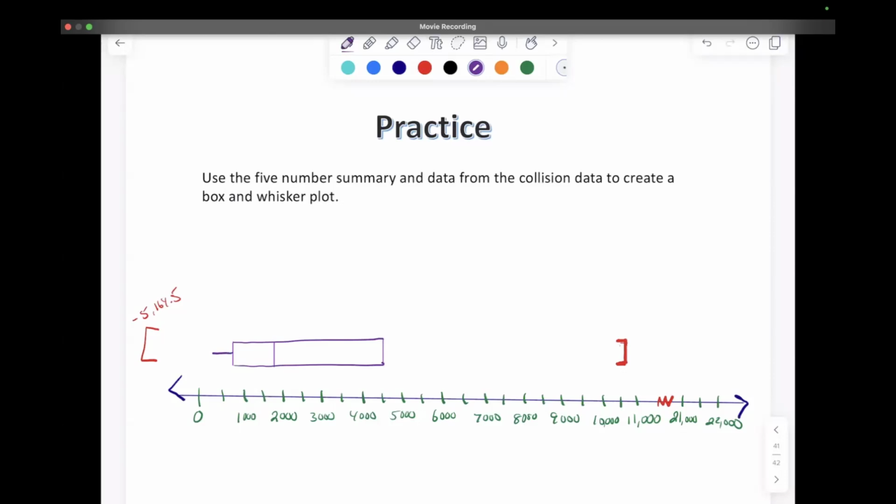My highest data value inside the fence is 10,034. So my highest data value inside the fence is not going to touch the fence. It's just over 10,000. Probably too far, but that's okay. Oh, that was ugly. I'm going to redo it because I don't like it.